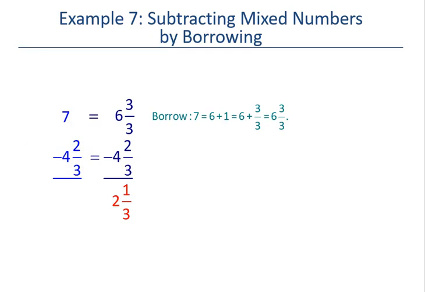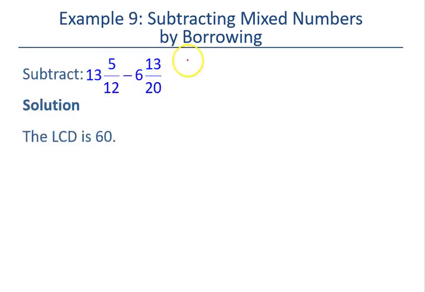Okay, let's look at an example. We're going to do 13 and 5/12 minus 6 and 13/20. They're going to go ahead and give us the LCD here. The LCD is going to be 60. So let's find out what they're talking about.